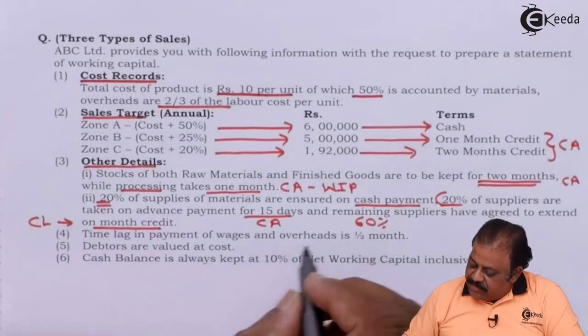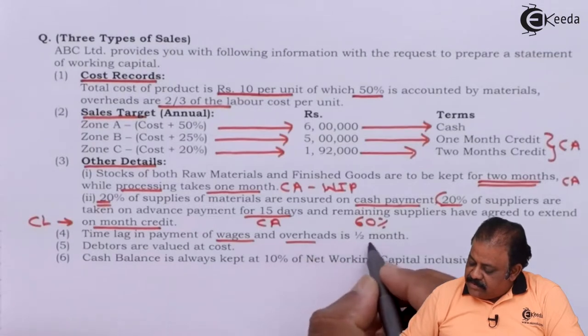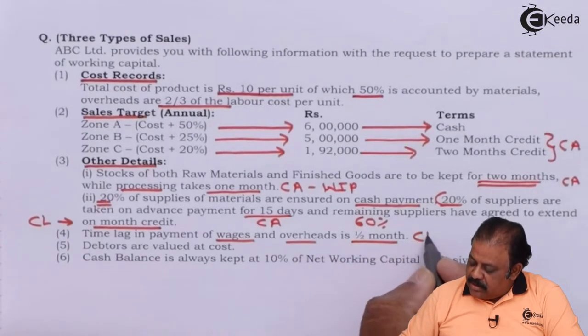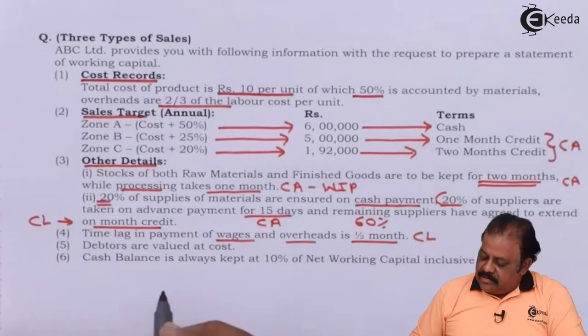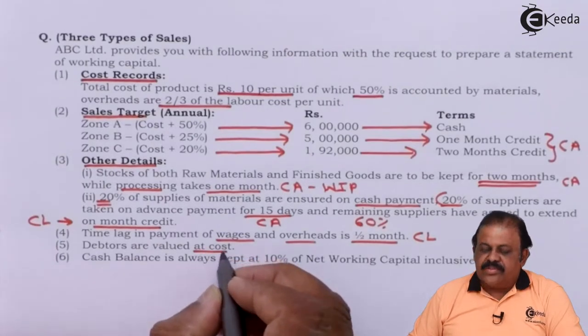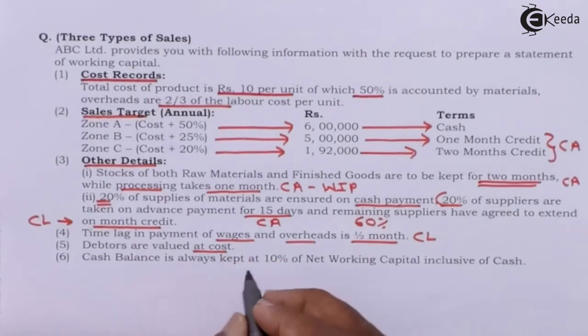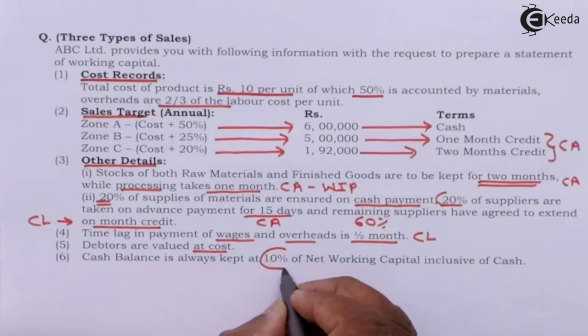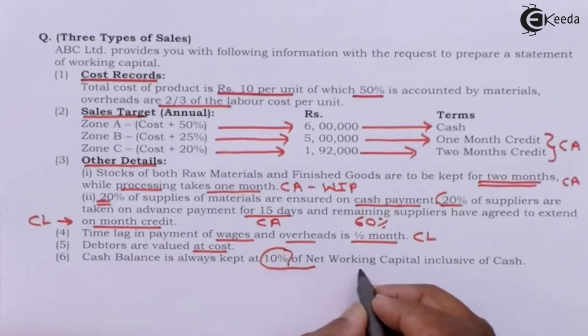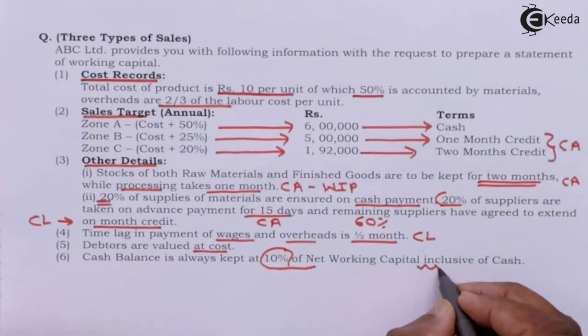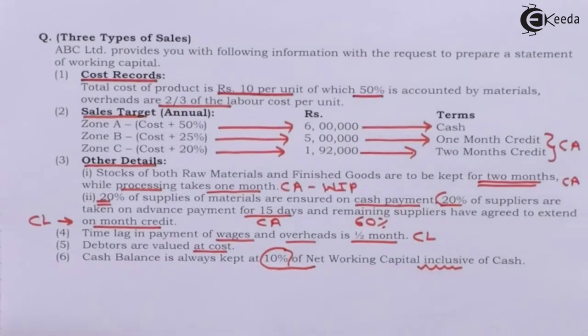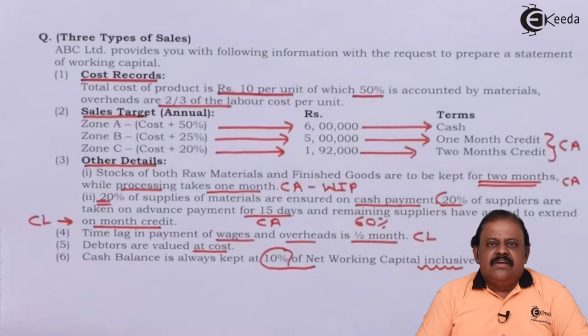So this will be part of current liability. Time lag in payment of wages and overheads is 1/2 month. Both are current liabilities. Debtors are to be valued at cost. Cash balance is always kept at 10% of net working capital inclusive of cash. Here they are not given how many units are produced and sold. So we are required to find out that information by preparing necessary working note.